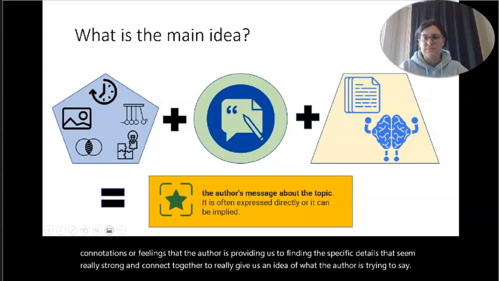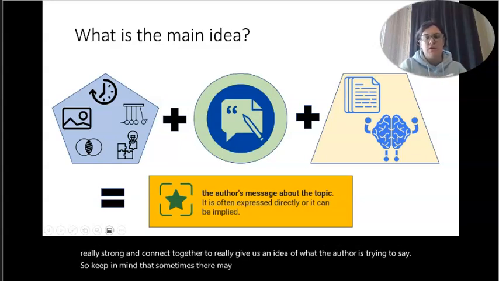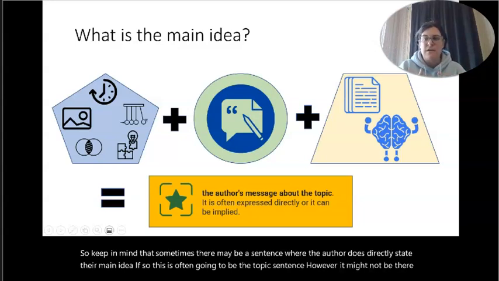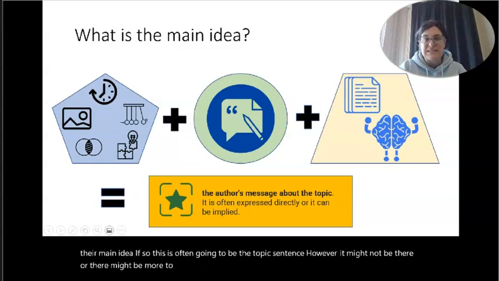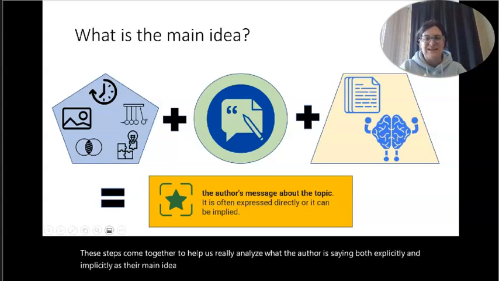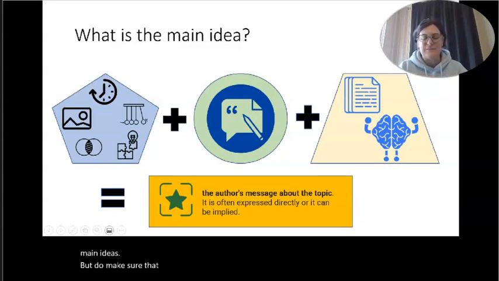So keep in mind that sometimes there may be a sentence where the author does directly state their main idea. If so, this is often going to be the topic sentence. However, it might not be there, or there might be more to it that isn't explicitly stated. That's why we go through all of these steps. These steps come together to help us really analyze what the author is saying, both explicitly and implicitly, as their main idea. By the way, here is the definition that we are using for main idea, so do make sure that you get this in your notes.